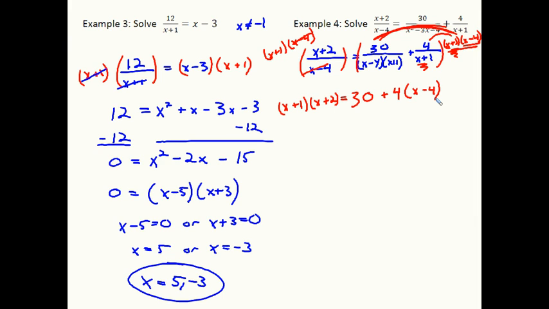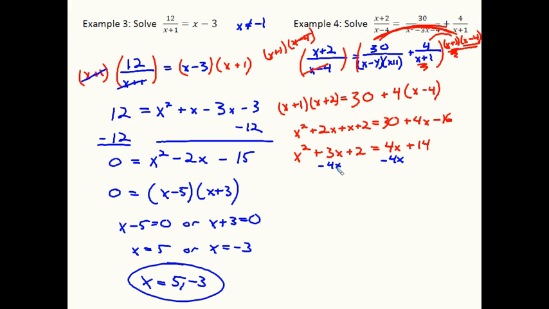And now we're down to a simpler equation. So the left side will multiply. We get x squared plus 2x plus x plus 2. On the right side, we get 30. Distributing the 4, we get 4x minus 16. Adding like terms. Since it's a quadratic, we're going to get everything to one side. And then we're going to factor.